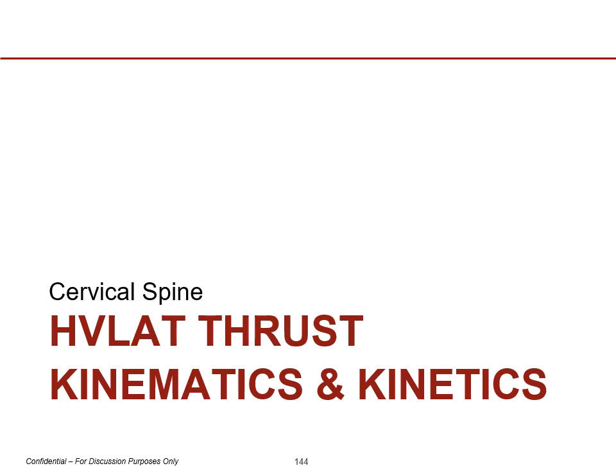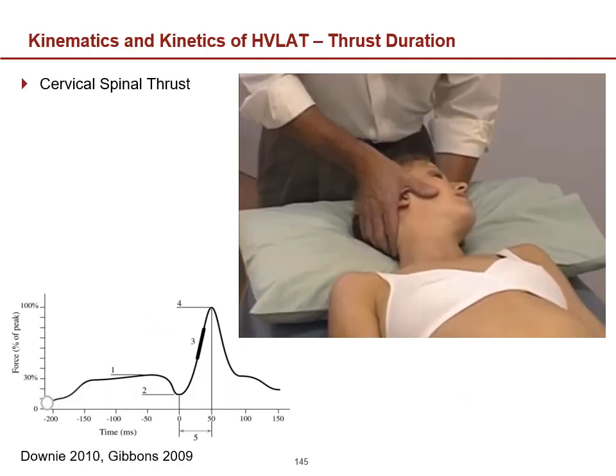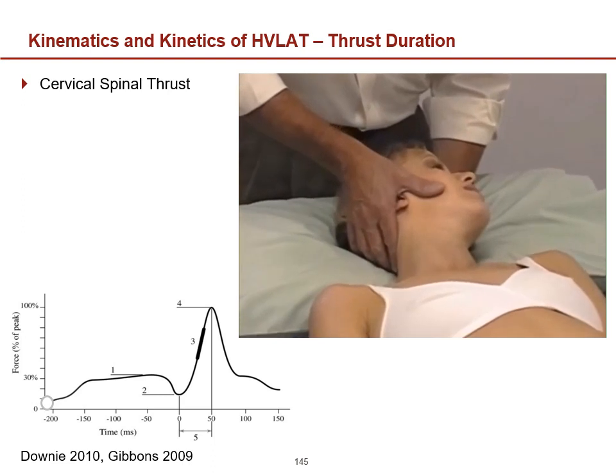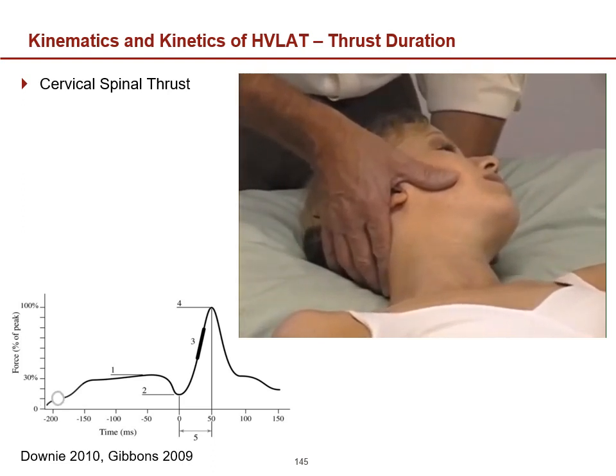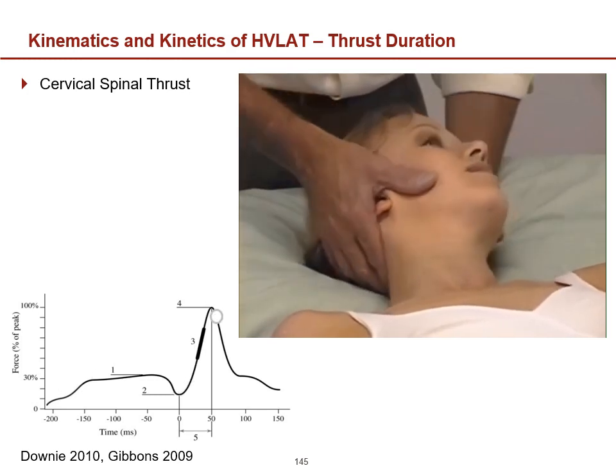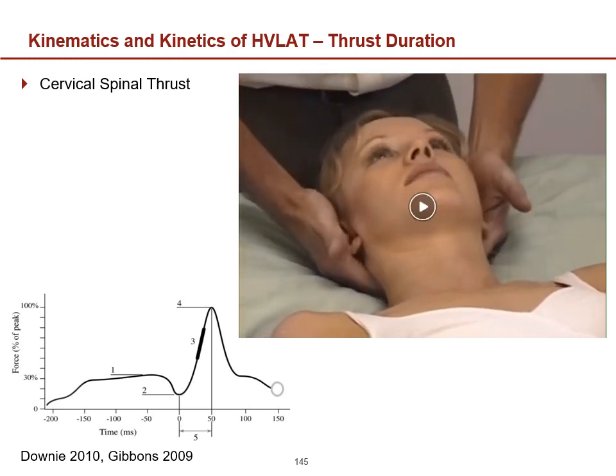Moving on to the cervical spine specifically. Here's an example of the cervical spine thrust, as well as how this correlates to the preload, the dip, the peak force, the speed, as well as the duration of the thrust. So preload, backs off, thrusts, and off. So very quick.